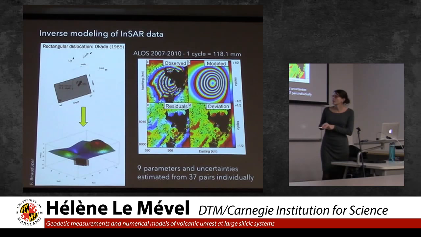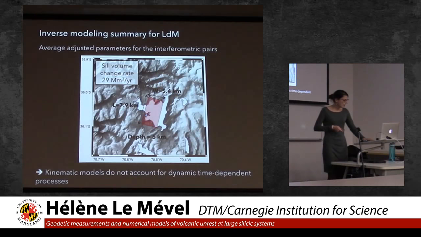So the exercise was to model each of the interferograms using this solution as a starting model. And here I just show you an example. This is what the observed wrapped phase would look like, and the model for the ELOS and the residual for the ELOS for the three-year interferogram. I did this model for the 37 pairs individually, but here what I want to show you is the summary of the best fit parameters.